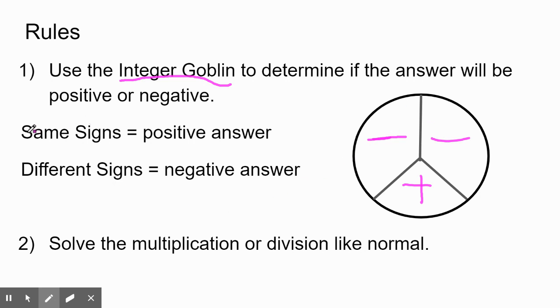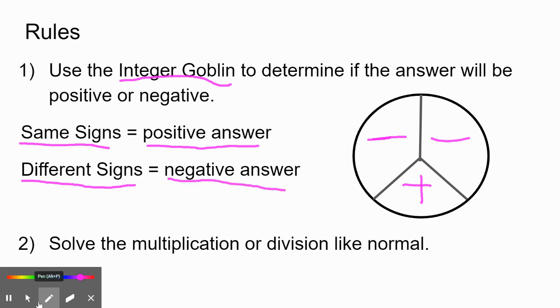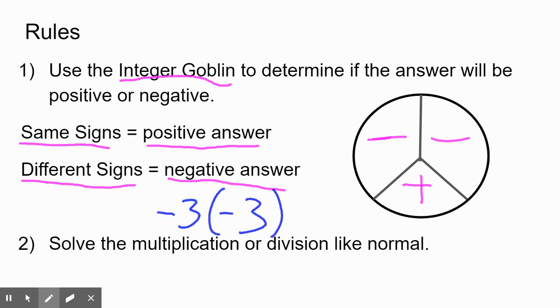Now, something you're going to want to write down is if we have the same signs, our answer will be positive. If we have different signs, we're going to have a negative answer. Now, let's talk about how our little goblin here works. If I have the problem of -3 times -3, the first thing you need to figure out is, what is my sign going to be?